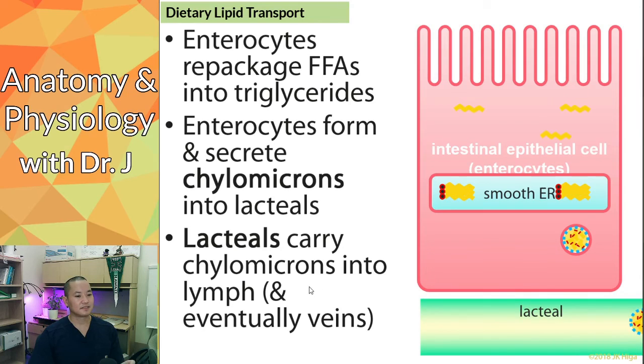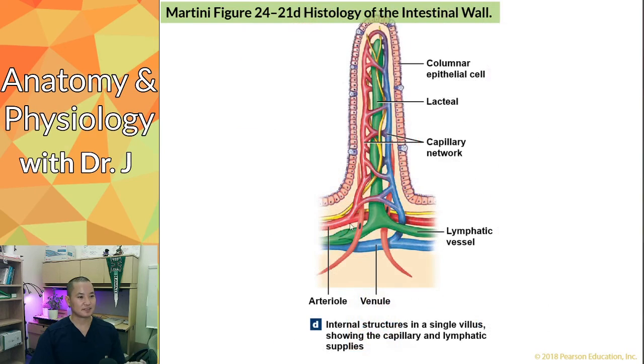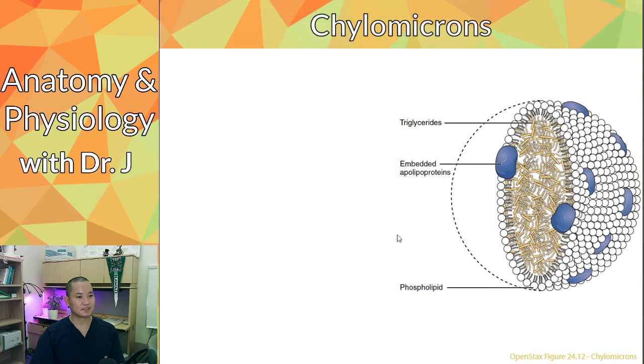So the lacteals are going to go back to your circulation, because remember, our lymphatics are not only important in terms of returning lymph back to your circulatory system, they also bring these chylomicrons back into your circulatory system as well. And then again, our lymphatics over here. And chylomicrons, well, what do they look like?